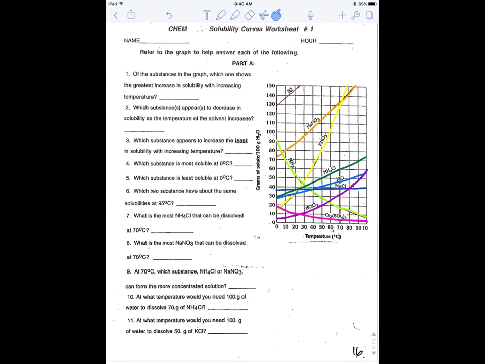The other guys here are kind of flat, some of them go down. I mean, NaNO3, it does get up to a higher point, but it's not increasing the most. So the answer for the first one is KNO3.